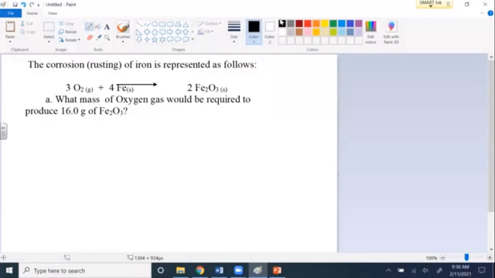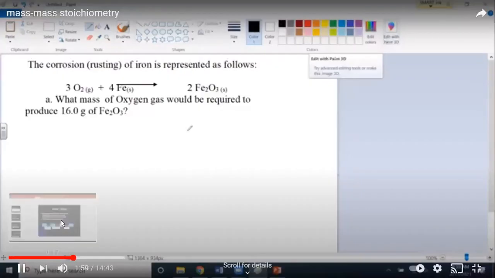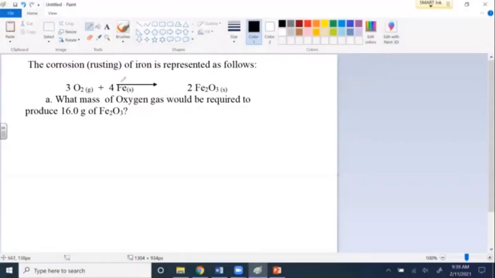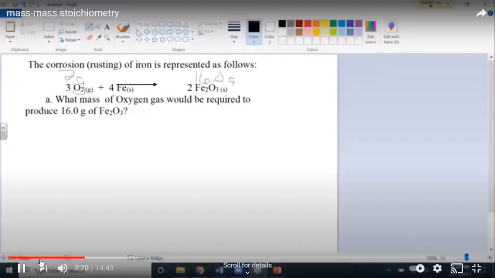So our known substance here. Once again, to do any stoichiometry problem, we need to have a balanced chemical equation. So our known information here is we have 16.0 grams of Fe2O3, and what we're looking for is the grams of oxygen. So this is mass to mass, okay? Mass to mass. So we're going to start in our first box, and we are going to go to our last box, mass known to mass unknown.